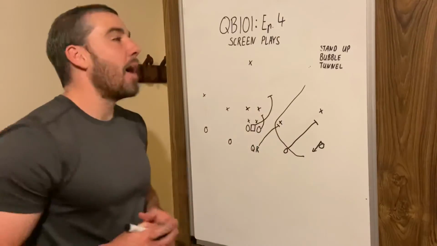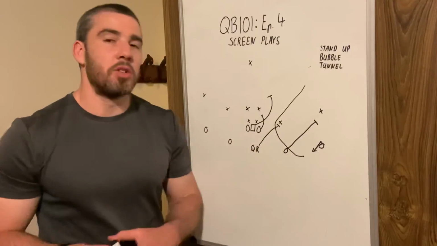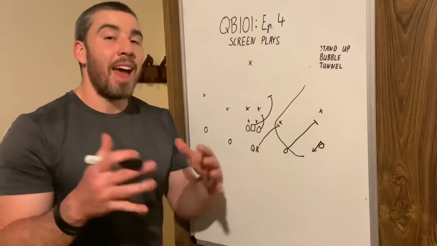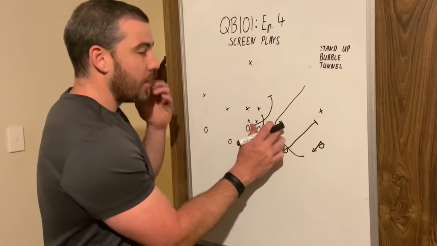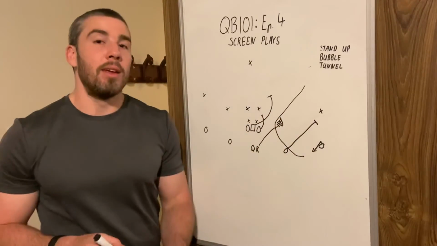All right, so these are our 3 basic screen plays. There are some other variations we can work. All right, but these are the main 3, and this is where you need to look. Again, for the tunnel, all right, we need to be looking at this outside linebacker. That's the person that can make this play go wrong.